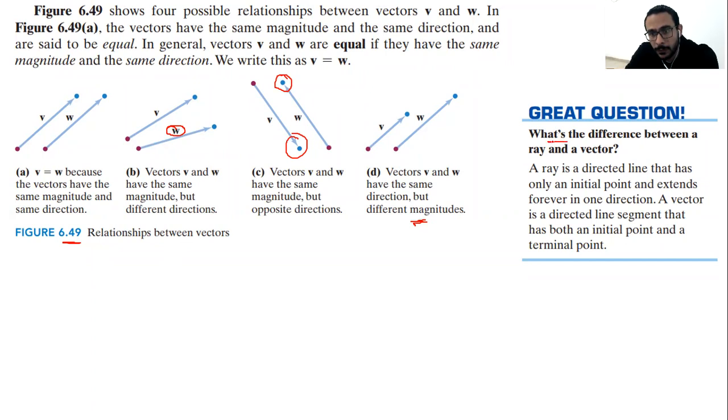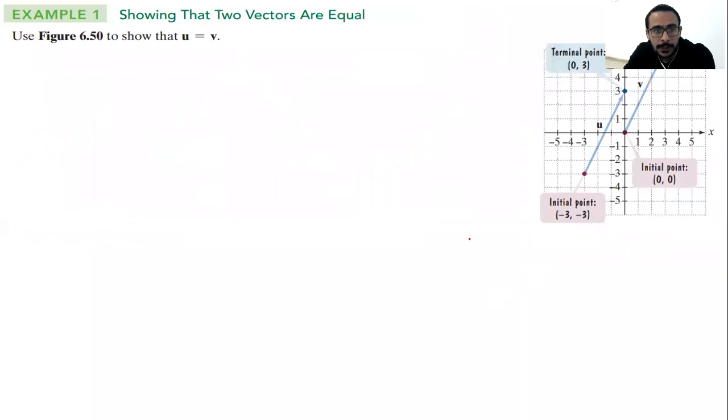What's the difference between a ray and a vector? A ray is a directed line that has only an initial point and extends forever without end in one direction. This is the geometric definition of a ray. It has a start point and no end point. But the vector is also a directed line, and it has both an initial point and an end point. So it's a segment but has a direction.